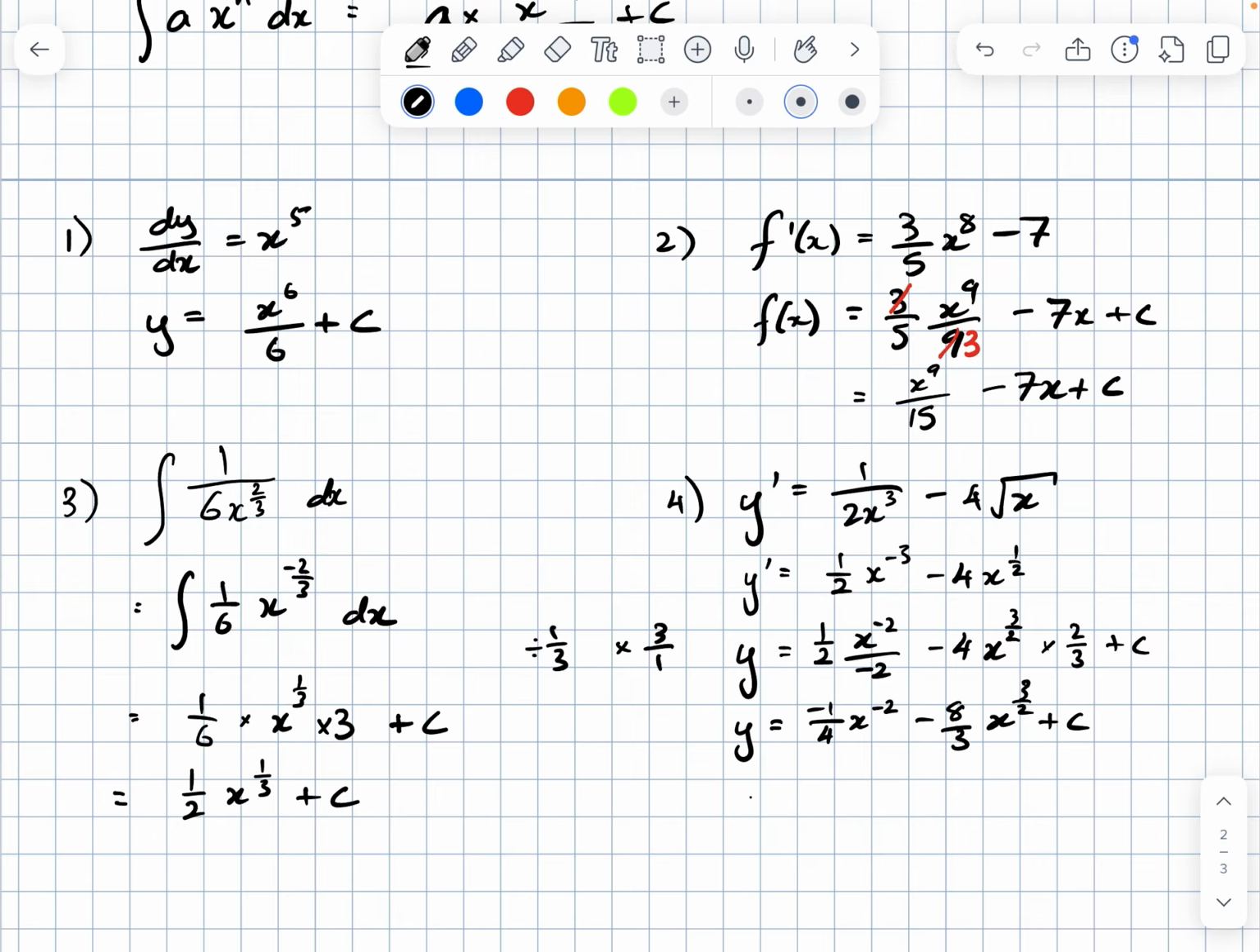And we can simplify this slightly more by bringing that x to the bottom. We get negative 1 over 4x to the power of 2 minus 8/3 times the x. And if you wanted to bring this back into the original form, well, x to the power of 3 over 2 can be written as the square root of x to the power 3 plus c.